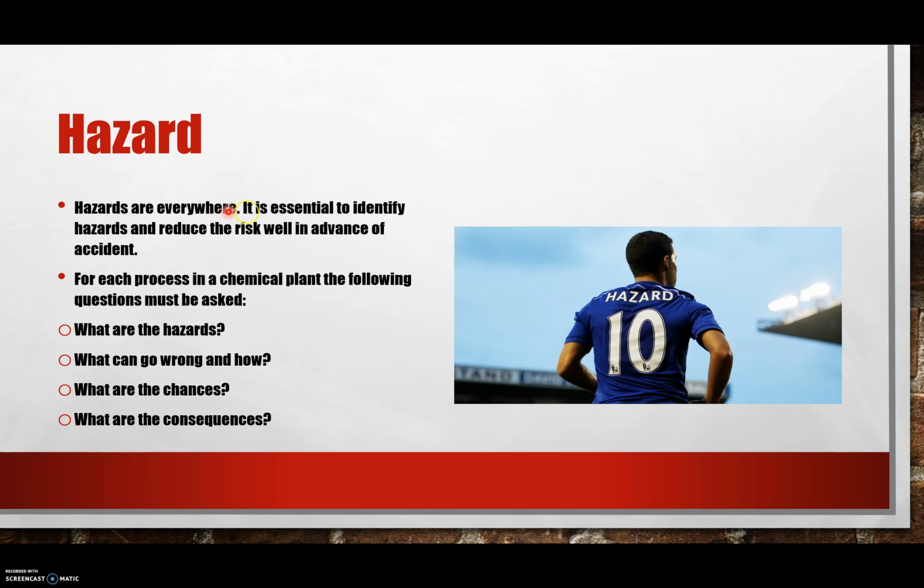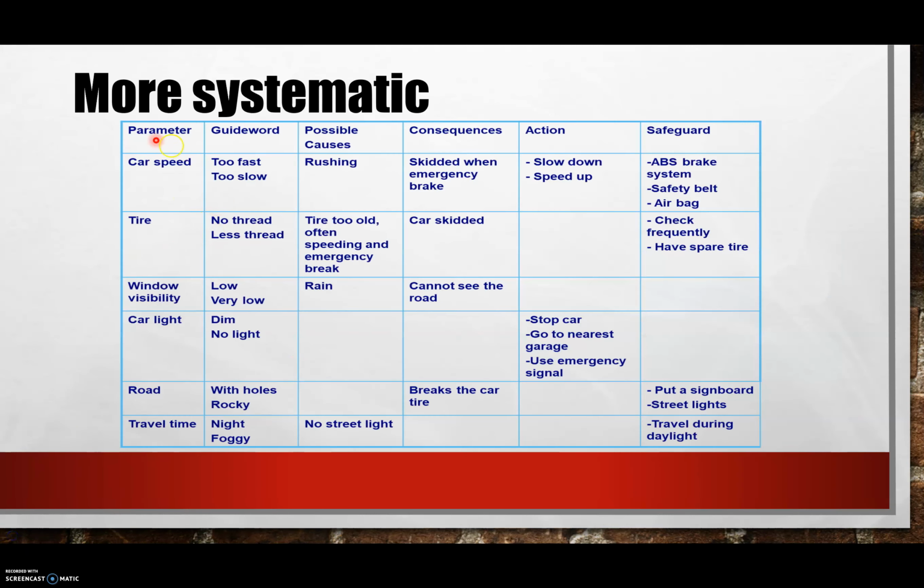It is essential to identify hazards and reduce the risk well in advance of an accident. Just like previously, you need to identify the hazard so that you can analyze what will happen, what incident can occur from this hazard, so that you can make a safeguard or prevention.